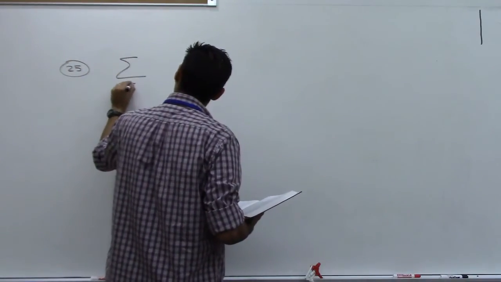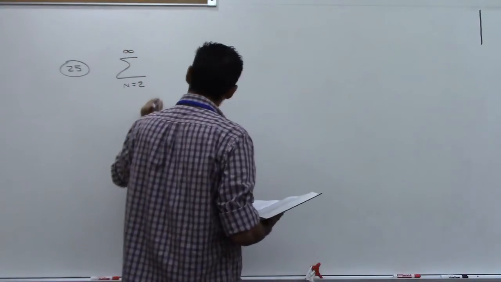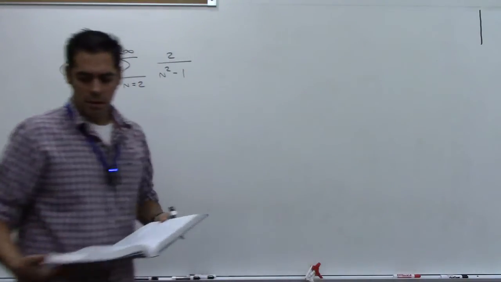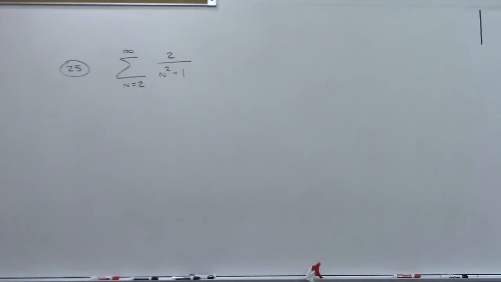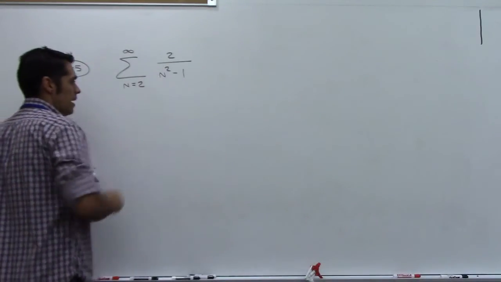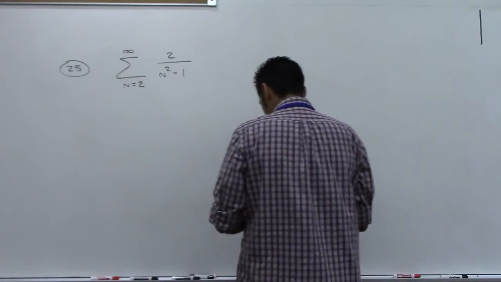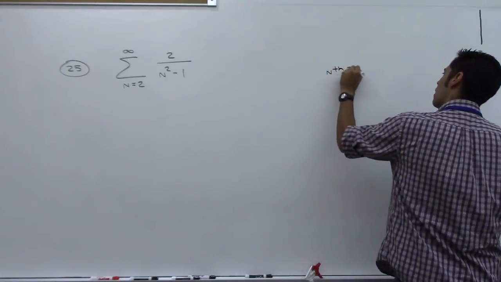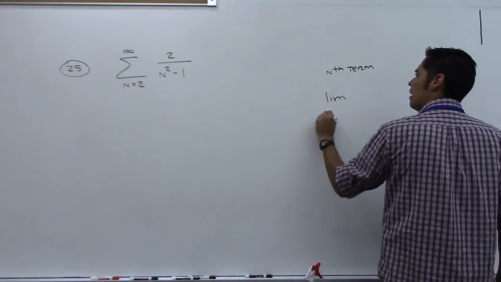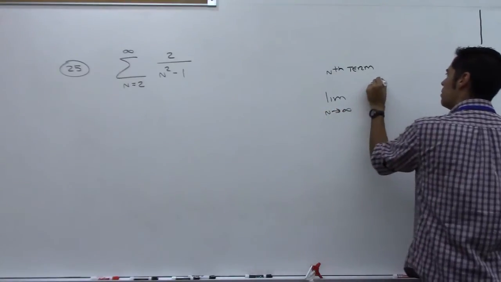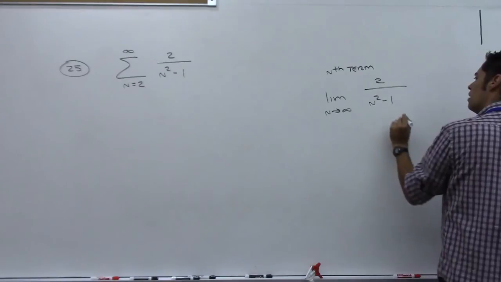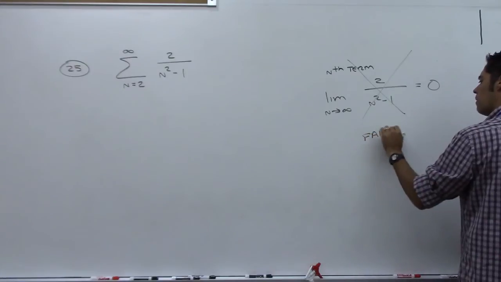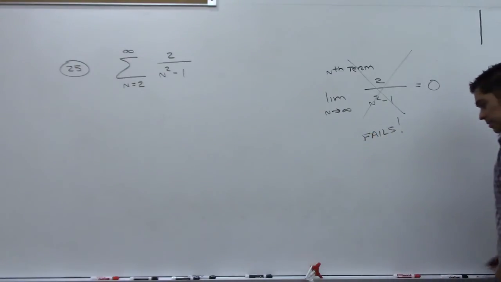Sum from n equals 2 to infinity of 2 over n squared minus 1. All right, so we take a look at this. It's not geometric because I don't have a number to the power n. If I try my nth term test on this, limit as n goes to infinity of 2 over n squared minus 1 goes to 0, so this test fails. And so I've got to figure out something else.